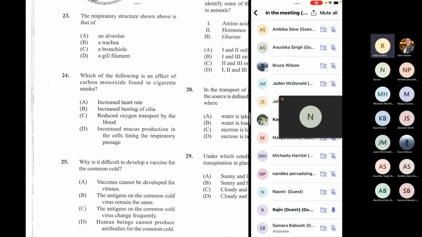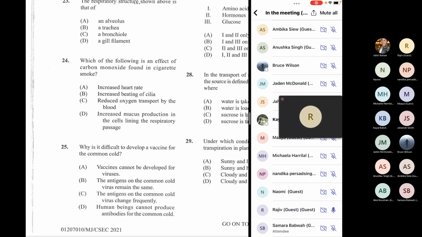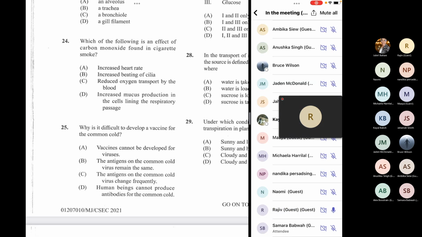Which of the following is an effect of carbon monoxide found in cigarette smoke? C. Reduce oxygen transfer by the blood. Very good. Right, carbon monoxide does bind with the red blood cells, preventing oxygen from being transported. Next person, 25. Well, Samara has an audio problem.